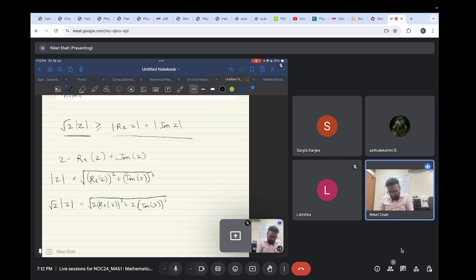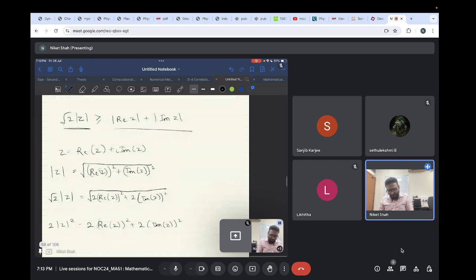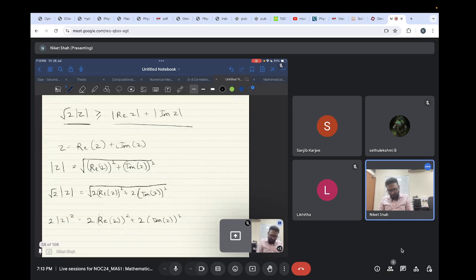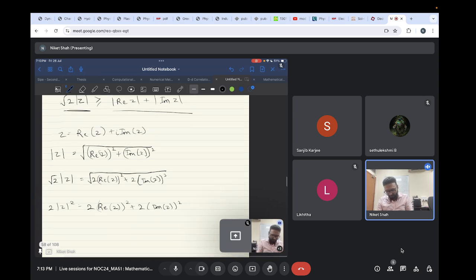Maybe what I can do is square the left hand side, which makes it 2 mod z square, equal to simply 2 real part of z the whole square plus 2 into imaginary part of z the whole square. Now for the right hand side, I am squaring it as well. See, these are positive numbers on both sides, so squaring won't change the inequality. If there was a negative number on one side, the inequality can be reversed upon squaring, so we have to be careful there. But here there is no such problem, so I can directly do that, right?